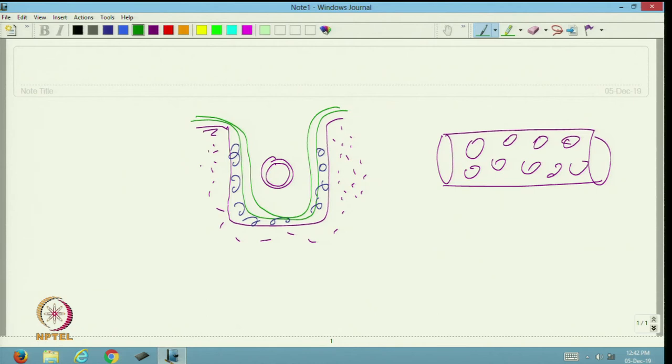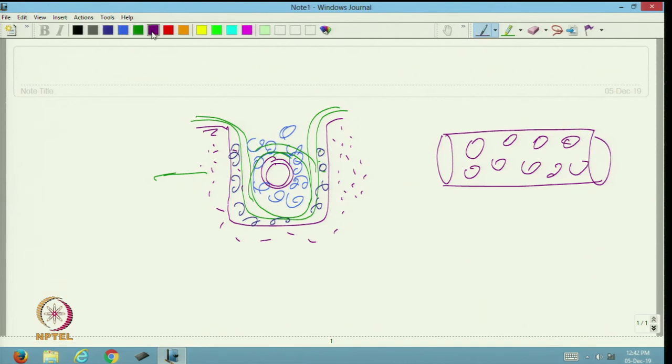And then the stones are placed, and after that this geotextile is wrapped around this. Now, finally, it will become like this.